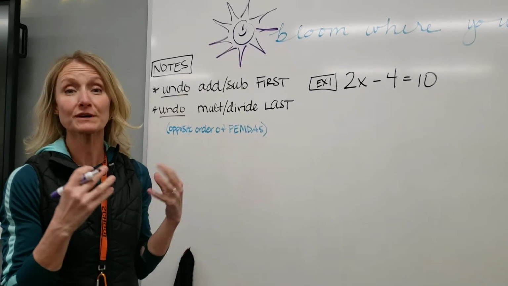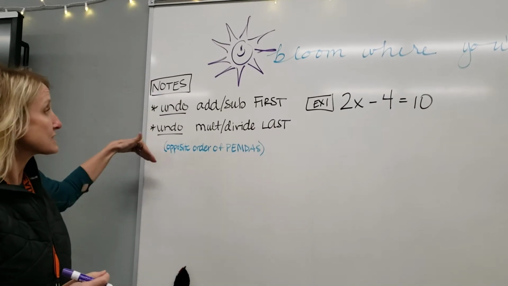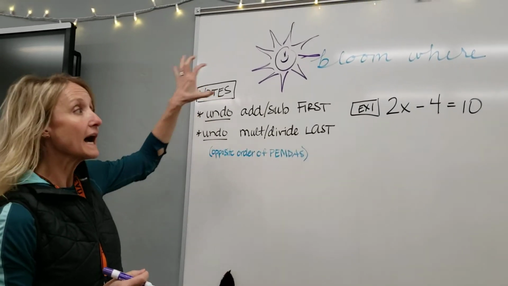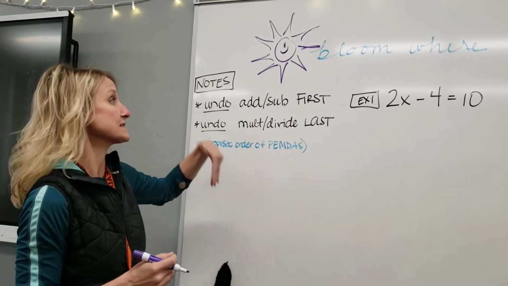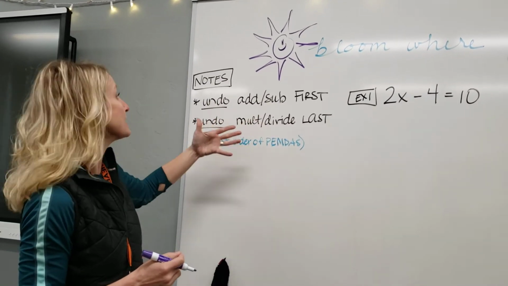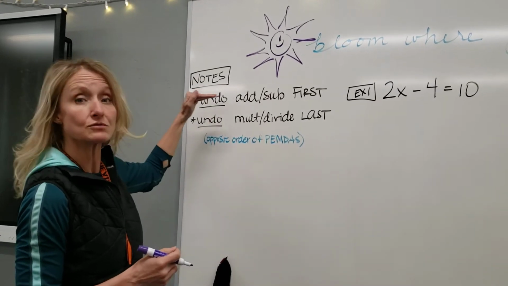Hi guys, we're going to be working on two-step equations this week. So just a few reminders, some notes. We're going to be undoing what we've done before. You're still going to be using those steps you did for one-step equations, identifying your variable, what's happening to it. But now there's two things that are going to be happening to it. So you have to undo two things.